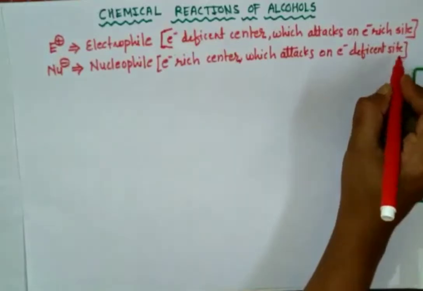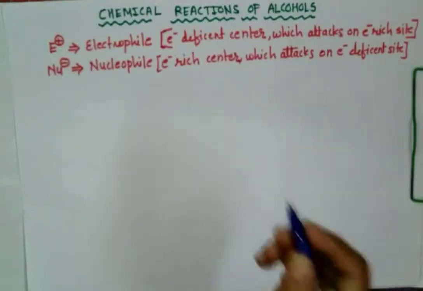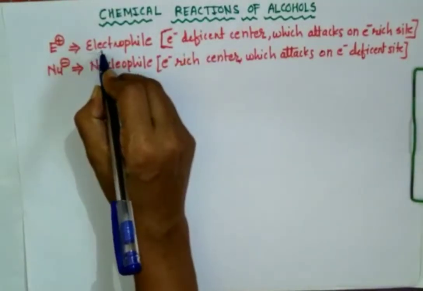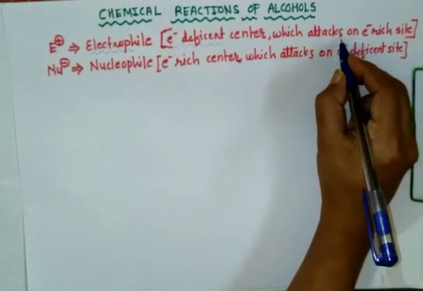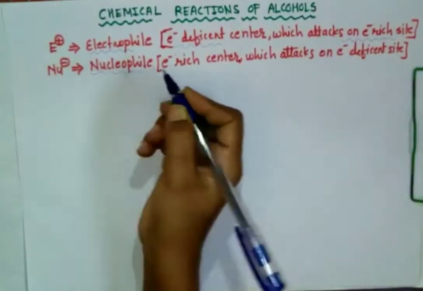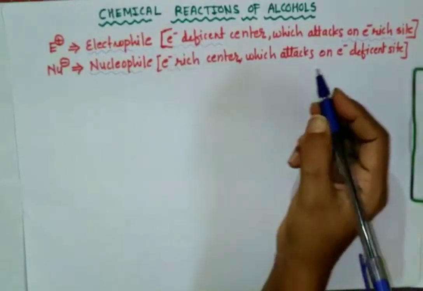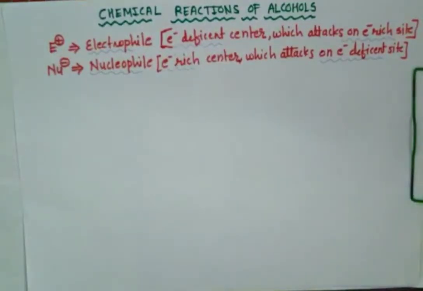So these are the two things we have to remember always when we study chemical reactions in organic compounds. Electrophiles are electron deficient and they attack on an electron rich site, whereas nucleophiles are electron rich centers and they attack on an electron deficient site.